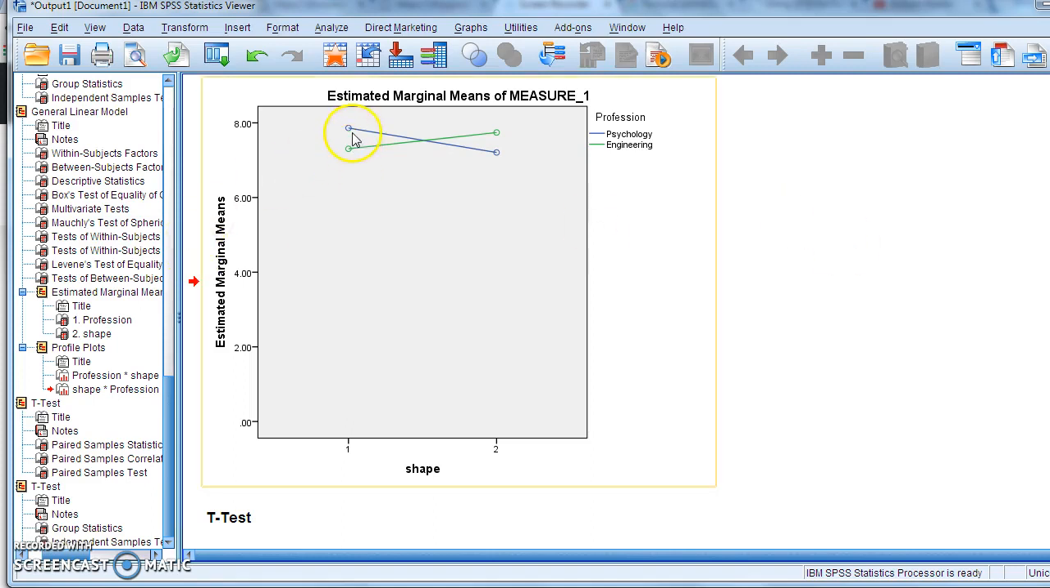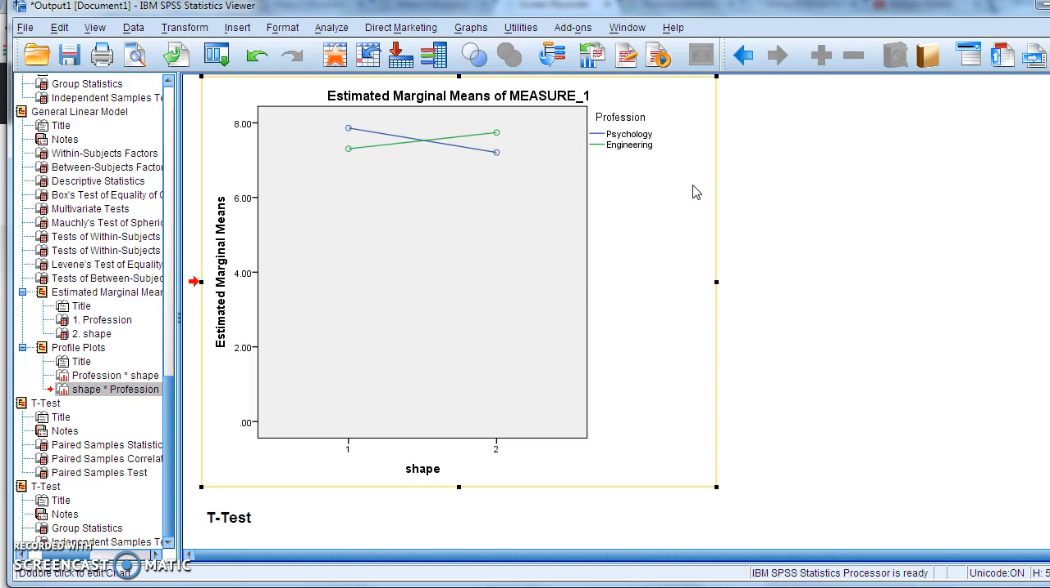The differences between psychologists and engineers on shape is only a very small amount, and this is reflected in the means. If you go and look at the means, this is what the means are telling us too. It's 7.6 versus 7.2 or something. The same here. So this is why we're getting an overall significant interaction between the two variables, but actually none of the pairwise comparisons is significant.